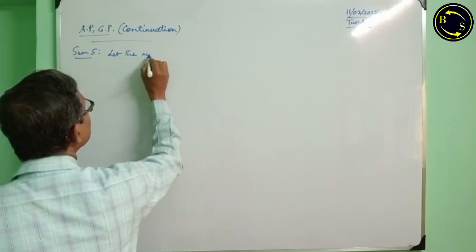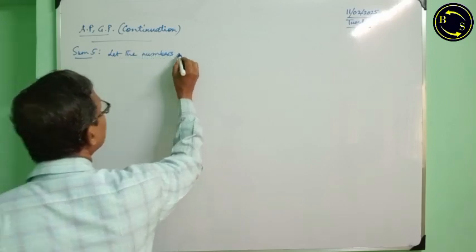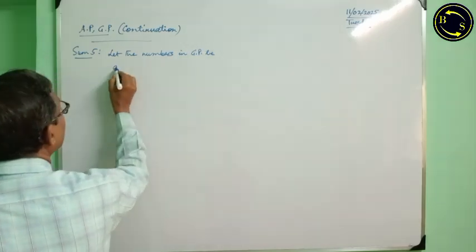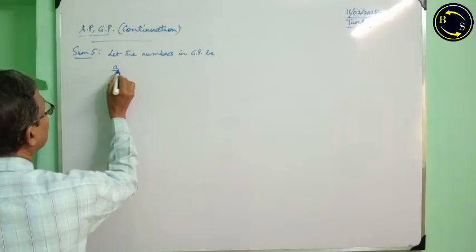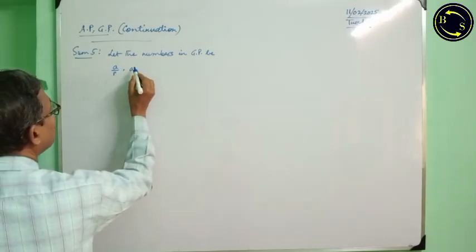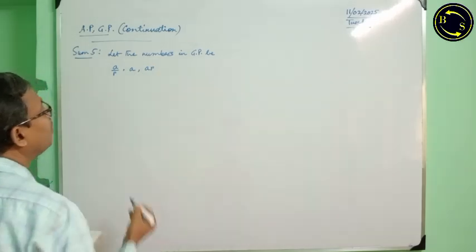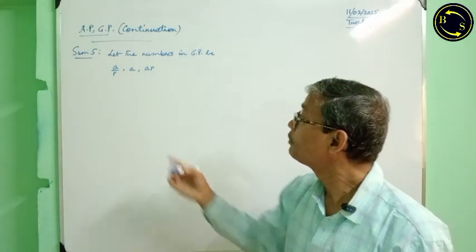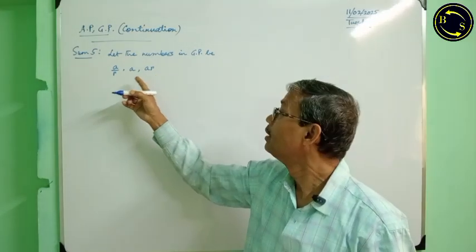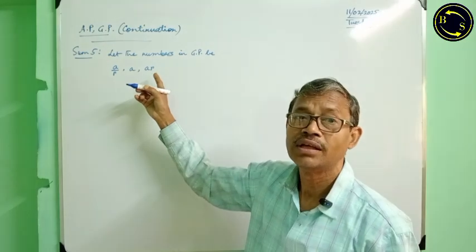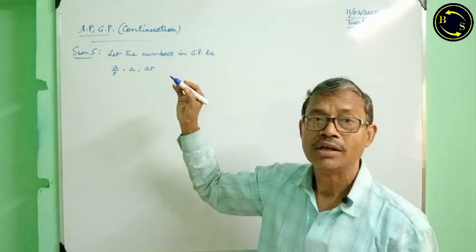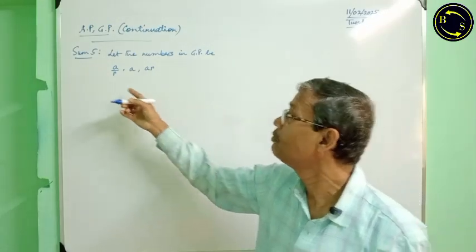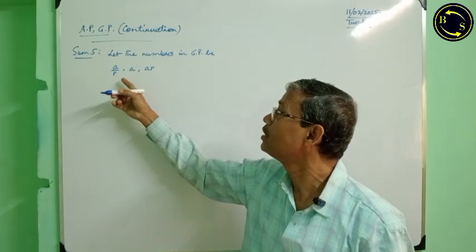Let the numbers in GP be A by R, A, AR. Why we take in this form? Product is given, therefore if we multiply these three, you see R will be cancelled, we will get the product A cube. From that equation we shall get the value of A first. That is why we have taken the three numbers in GP like this.